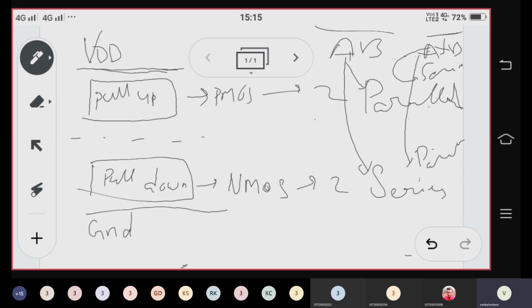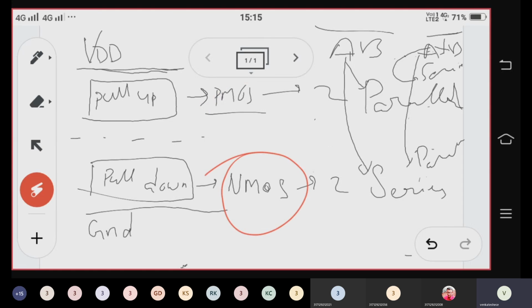Okay, so in this way, we will design circuits using CMOS technology. In CMOS technology, we can design a circuit using pull-up transistors as well as pull-down transistors. In pull-up transistors, we will use PMOS technology, whereas in pull-down transistors, we will use NMOS technology.